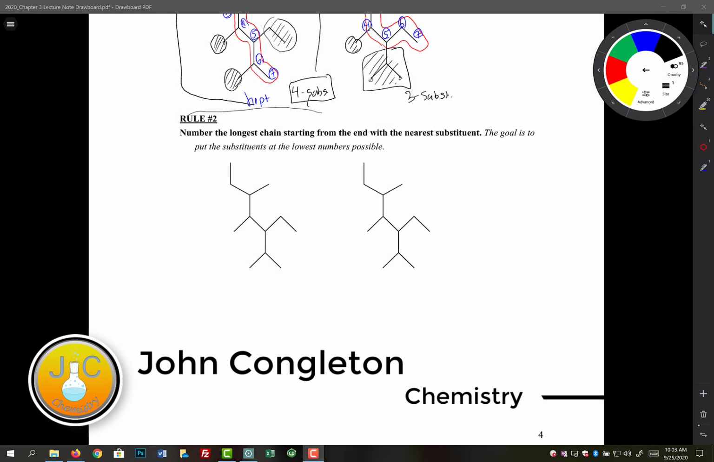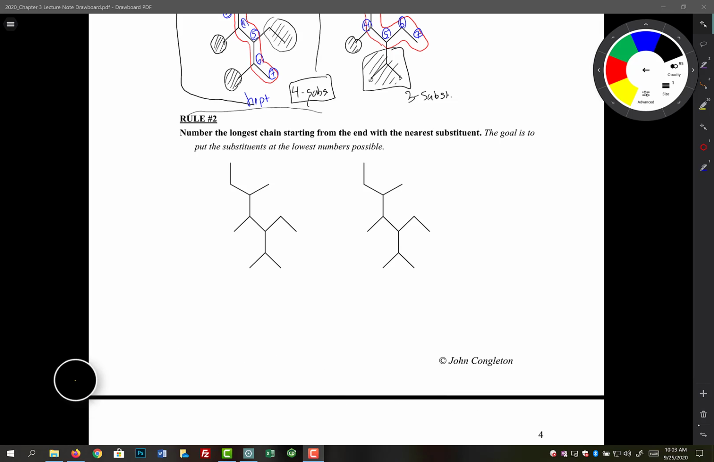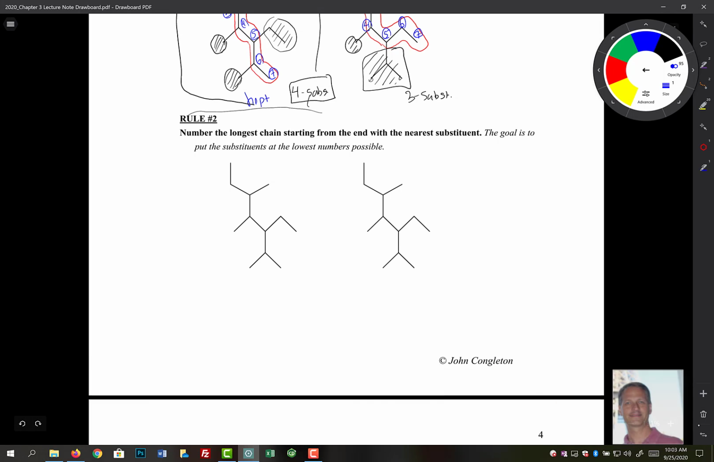Now, once we find the longest carbon chain, the next thing that we have to do is figure out which end to number from. So remember that last example that we looked at? We said, let's number it this direction here, because that gave us the most substituents. So that's our first goal, is just to find that longest carbon chain. All right, so now we need to figure out, do we number it, for example, up here? So do we start here, or do we start here?